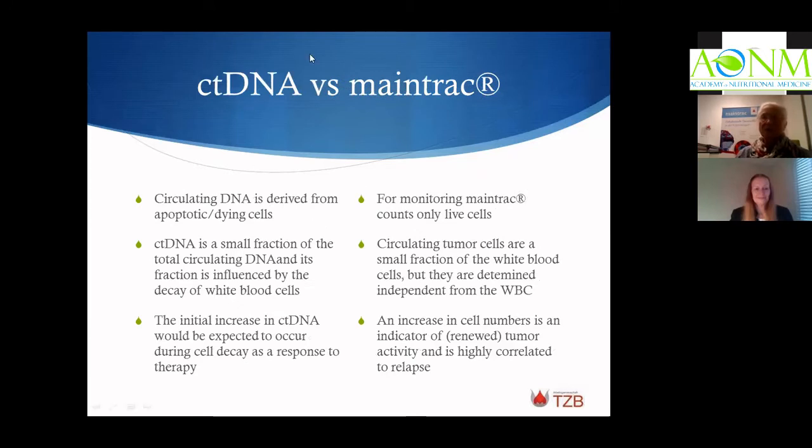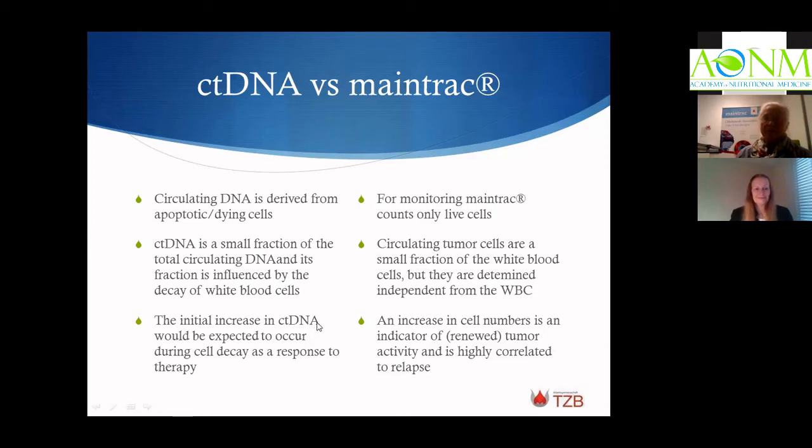Very much has been talked about the circulating tumor DNA. This is DNA which is derived from dying cells. We, in contrast, only count live cells. It's a small fraction of the total DNA, and is influenced also by the decay of the white blood cells in the blood. We are looking only at the tumor cells, and we just don't look at the white blood cells.